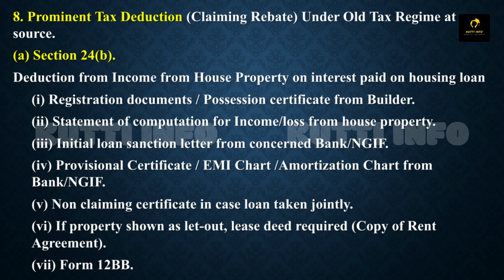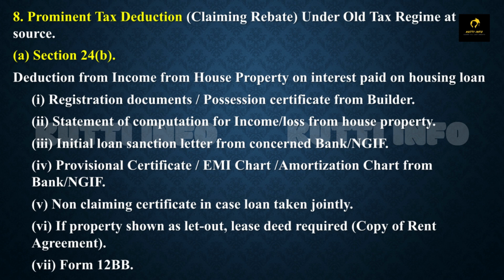Initial loan sanction letter from the concerned bank or NBFC. Provisional certificate, EMI chart, amortization chart from the bank or NBFC. Non-claiming certificate in case the loan is taken jointly. If the property is shown as let out, a lease deed is required, along with a copy of the rent agreement.